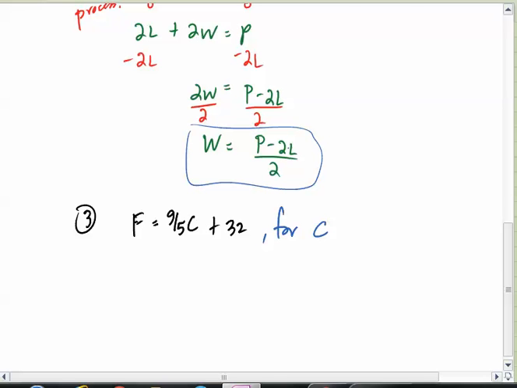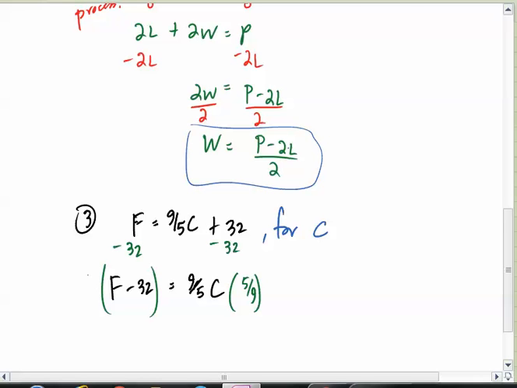So what am I going to do? Well, this is easy. I'm going to go minus 32, minus 32. So we have F minus 32 is equal to 9/5 C. Now, this might be a little different, but I don't want to divide by 9/5. Here's what I'm going to do. I'm going to multiply by 5/9. You understand that that's going to do the same thing.